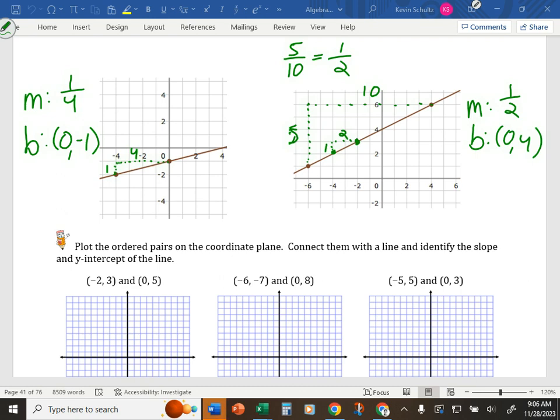On the bottom, it says plot the ordered pairs in the coordinate plane, connect them with a line, and identify the slope and the y-intercept of the line. I'm going to have you do this on your own. If we don't play the number game tomorrow, it'll be the biggest travesty of travesties. 3 questions, 7 minutes to work.